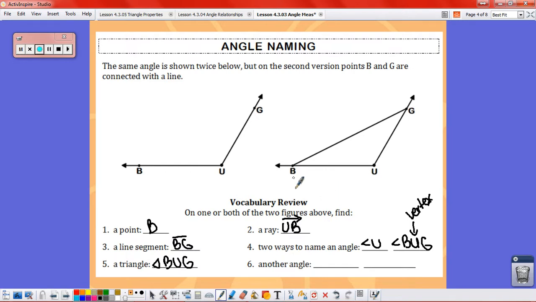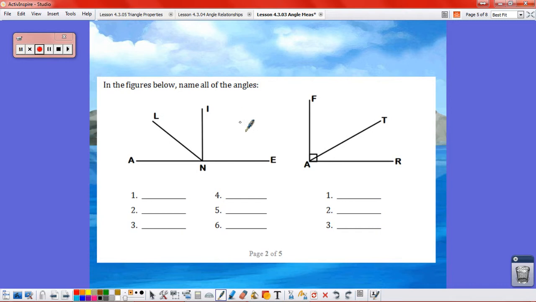And another angle, I see angle B here. Now, because I'm saying B is the vertex of my angle, I can either say angle GBU or angle UBG. I'm going to go with angle GBU. The B has to be in the middle because it's the vertex. This is just some reminders of how to name angles for any students who may have forgotten. Okay, in the figures here, we're going to name all of the angles. I'm going to start with angle A and E.